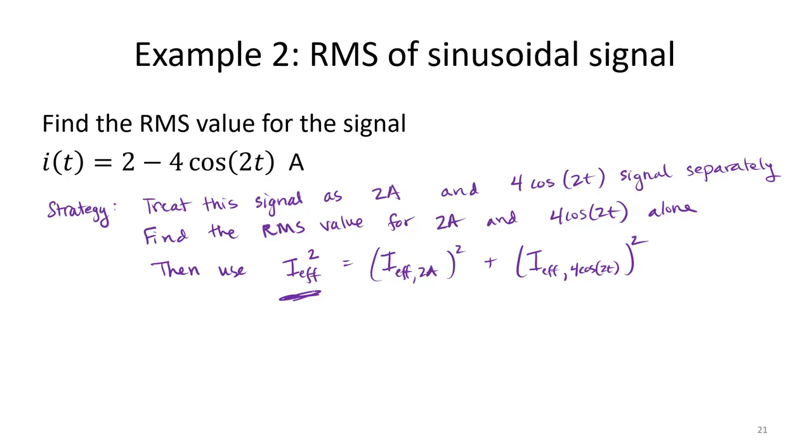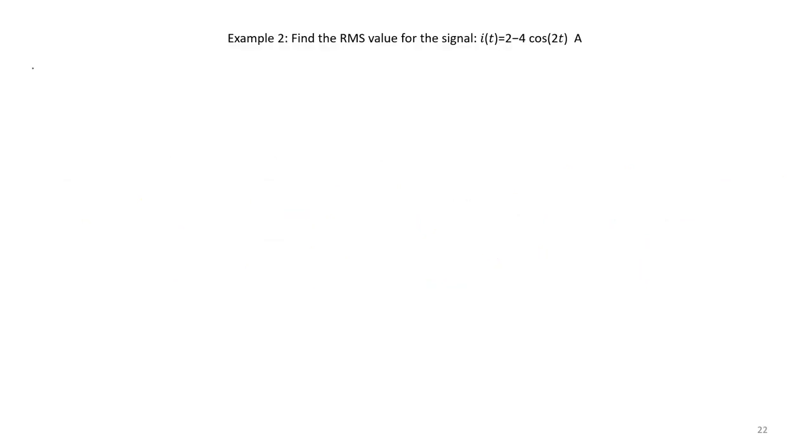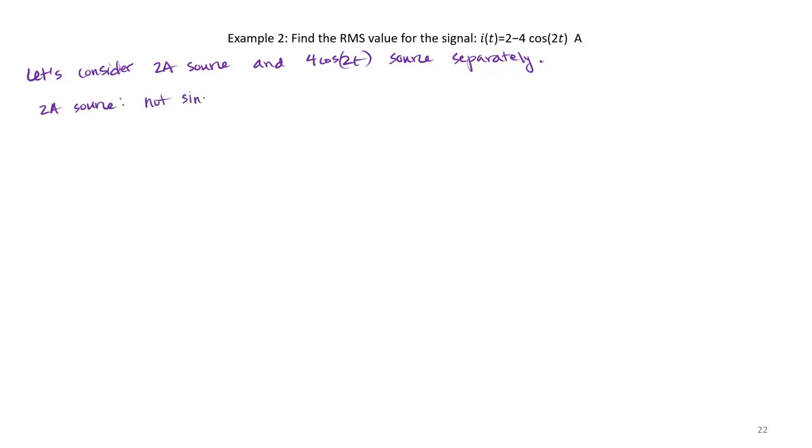Let's give this a try. So once again, we'll consider the 2 amp source and the 4 cosine 2t source separately. Notice the 2 amp source is not sinusoidal. But notice that the 2 amp source is constant.